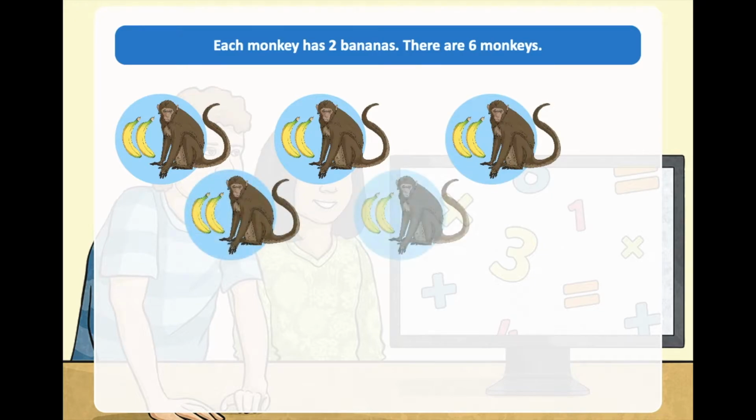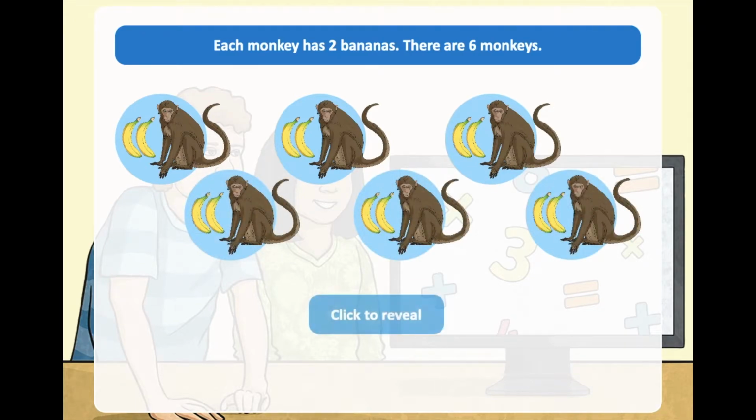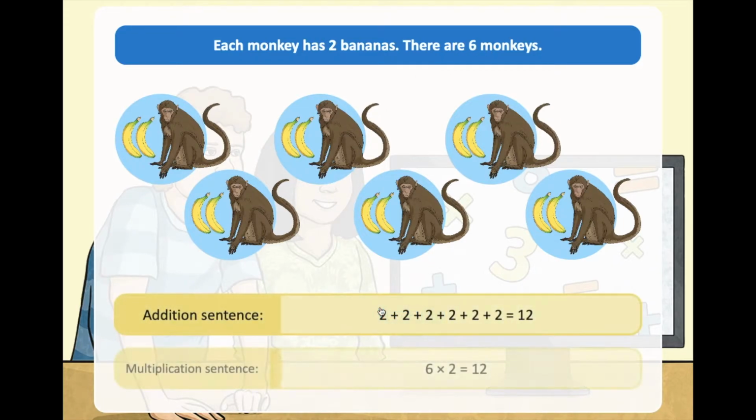Here's another example. Each monkey has 2 bananas. There are 6 monkeys. So we can add 2 plus 2 plus 2 plus 2 plus 2 plus 2. But how many times did we add 2? Well, there are 6 monkeys. So we're adding 2 6 times. So 2 plus 2 plus 2 plus 2, or 6 groups of 2. Double my 6 is 12.